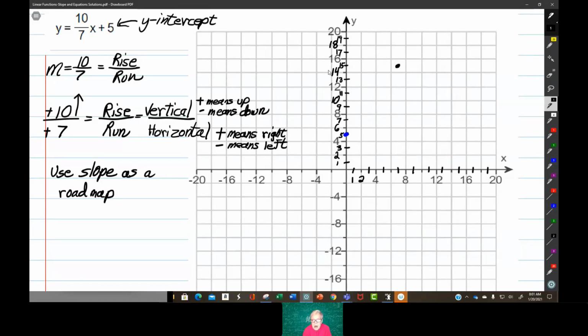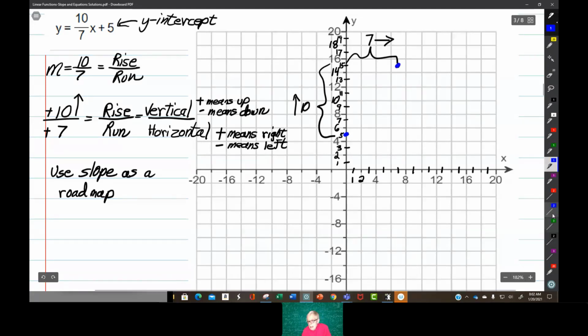This is telling me my rise is 10, up 10, and my run is 7, positive 7, so to the right 7. And that's how I got from this point to this point. Now, I should have made it blue. And now I will connect these points.